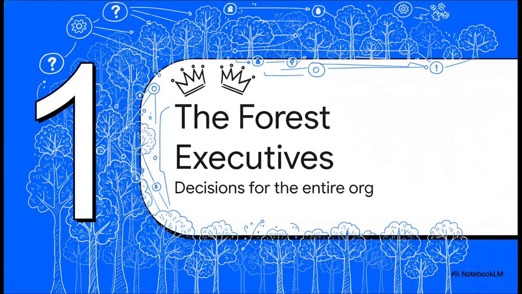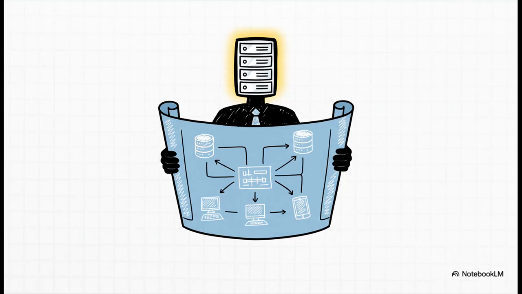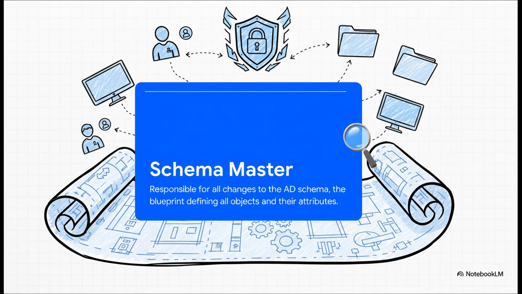So let's start at the very top with the C-suite. These are the 2 roles that have a forest-wide scope. Any decision they make affects every single domain in your Active Directory. First up, let's meet the chief architect of our AD Incorporated. This role is all about the foundational blueprint of the entire directory. Its official title is the Schema Master, and trust me, this is a big one. The schema is literally the blueprint for everything. It defines what can exist, like users, computers, groups, and what properties they can have. The Schema Master is the one and only guardian of that blueprint.